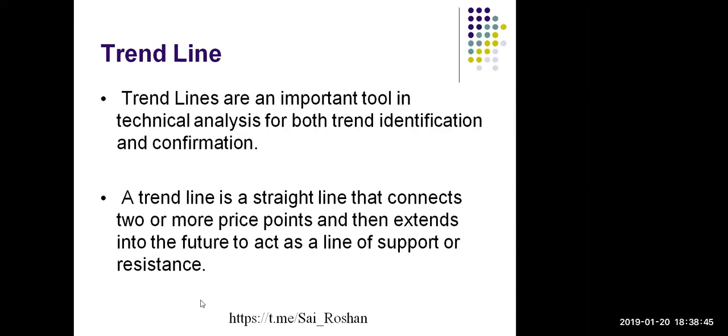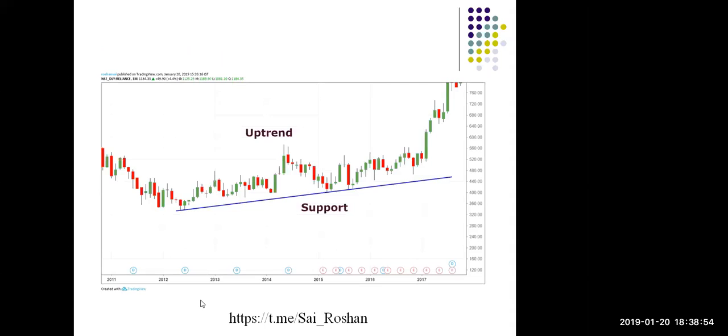That line extends into the future, indicating that it continues to act as a support or continues to act like a resistance. Now you can see this example. This is a Reliance chart, a 1 month Reliance chart for a longer period of time, but I wanted to show you. You can see there is a support trend line that I have drawn, and the stock is in upward movement.